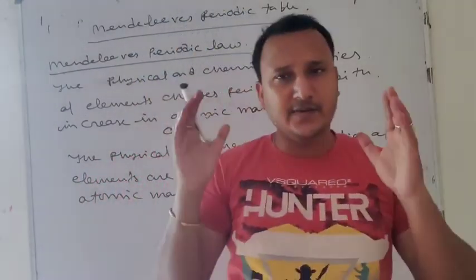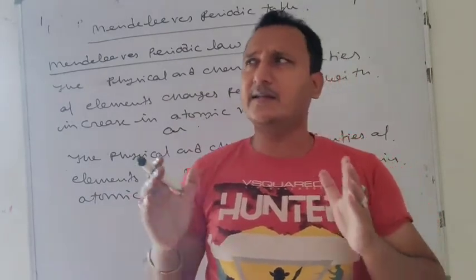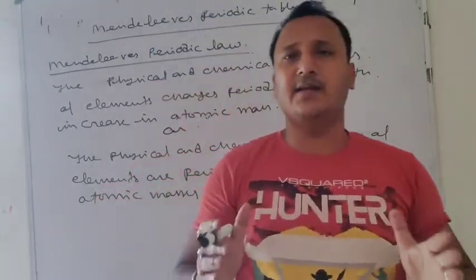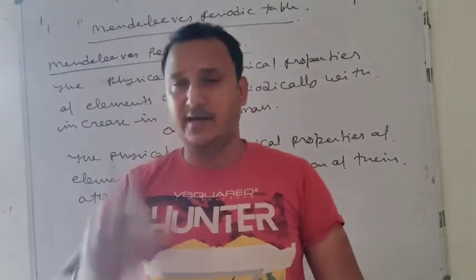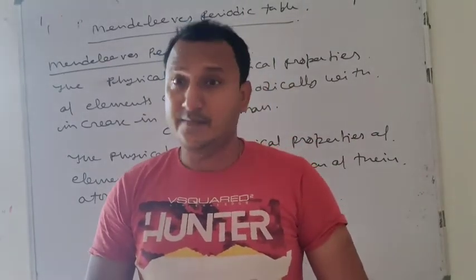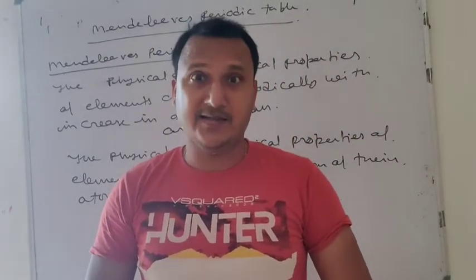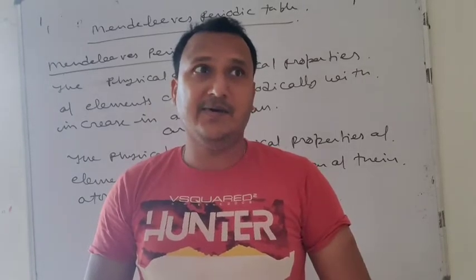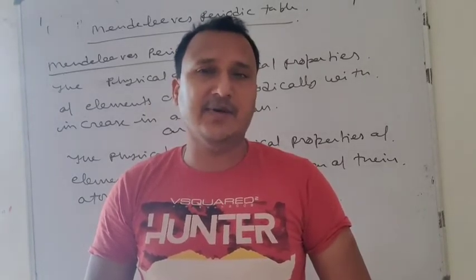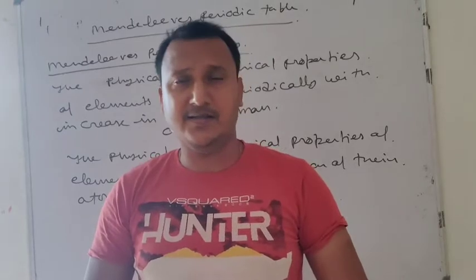At the time of Mendeleev, only 63 elements were discovered. But still, he has given a very strong periodic table. He has arranged the elements in a systematic way, in a systematic pattern.